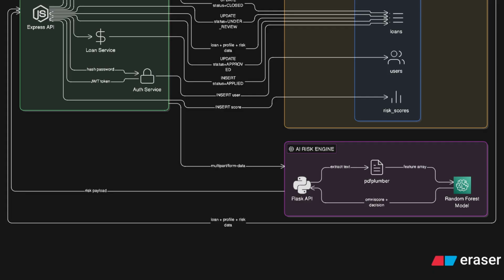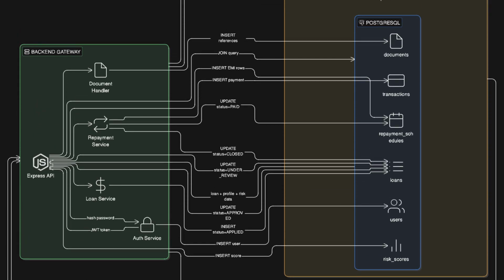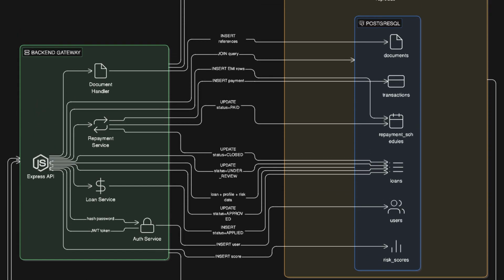Finally, the loan service receives this payload, inserts the score into the risk scores table, and updates the loans table status to approved or under review, by separating the IO-heavy Node gateway from the compute-intensive Python engine. We ensure the system never bottlenecks.